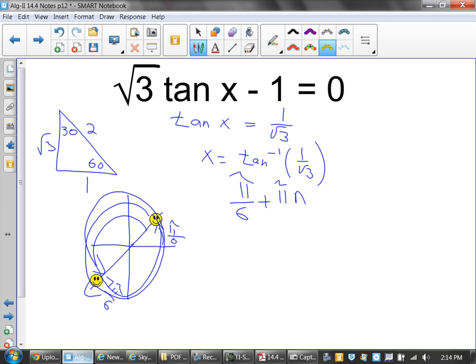Okay? In this case, it works out that all I have to do is add pi to get to my happy spot, because it's just reflected over into that third quadrant. Sometimes it's not that clean. Okay? Not bad?